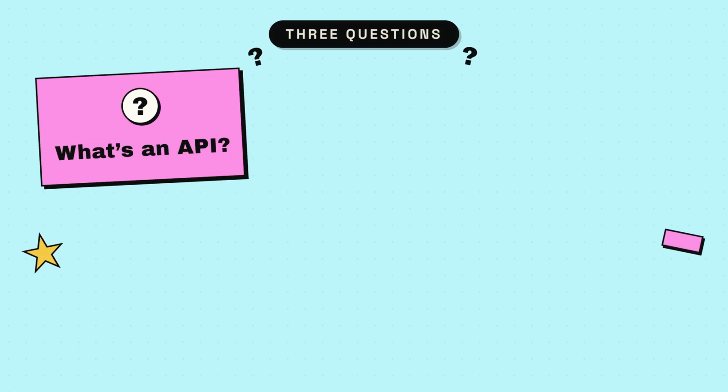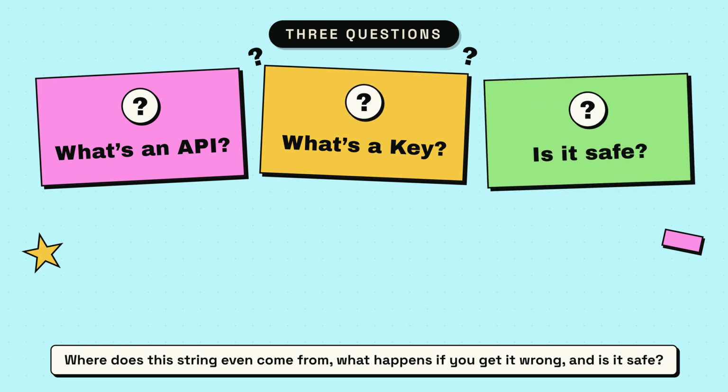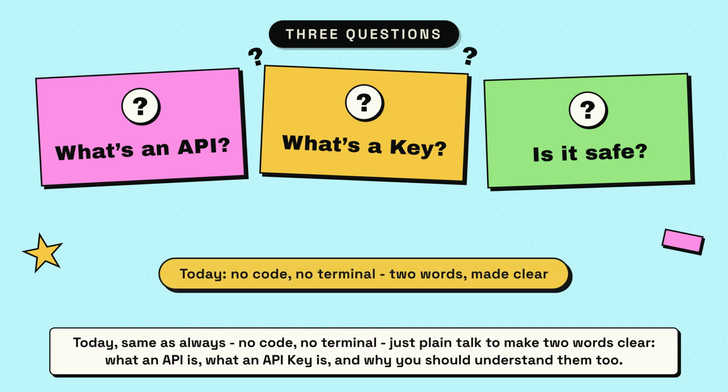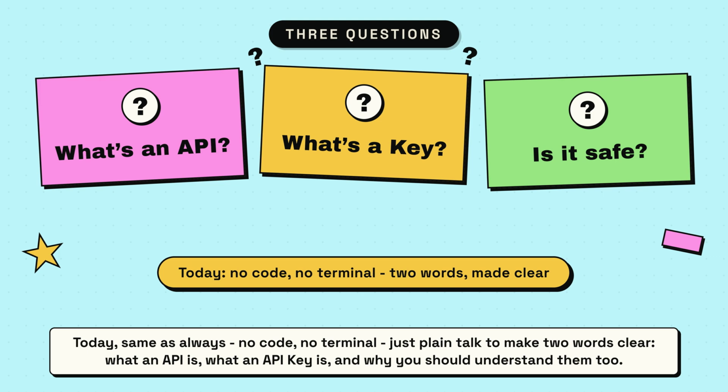What's an API? What's a key? Where does this string even come from? What happens if you get it wrong? And is it safe? Today, same as always, no code, no terminal, just plain talk to make two words clear. What an API is, what an API key is, and why you should understand them too.